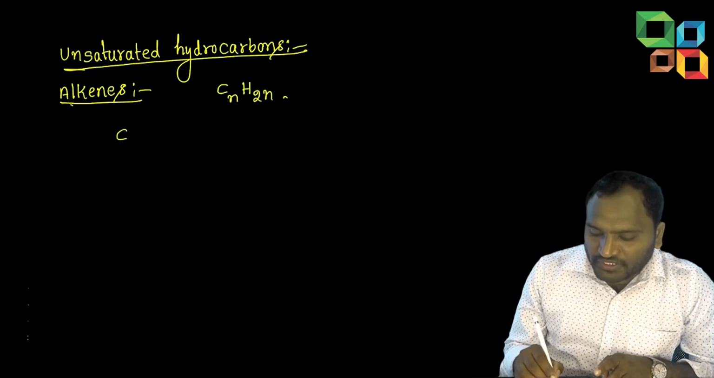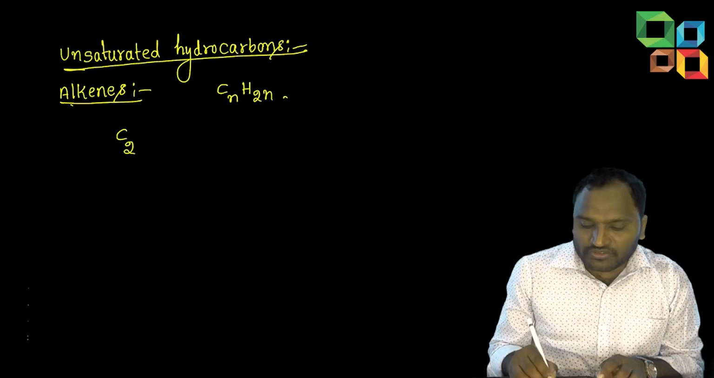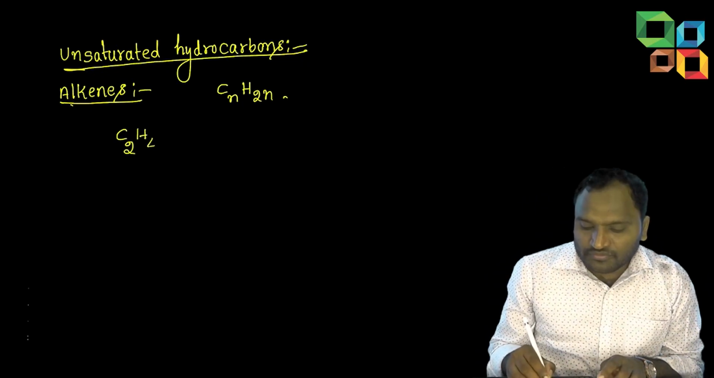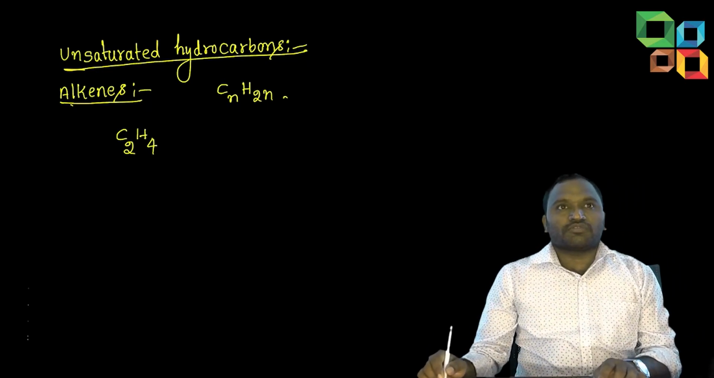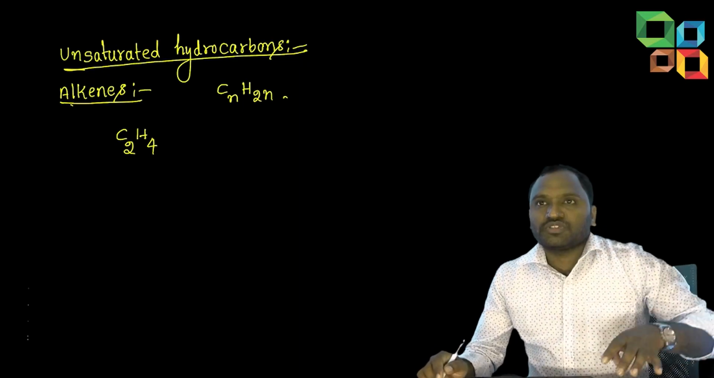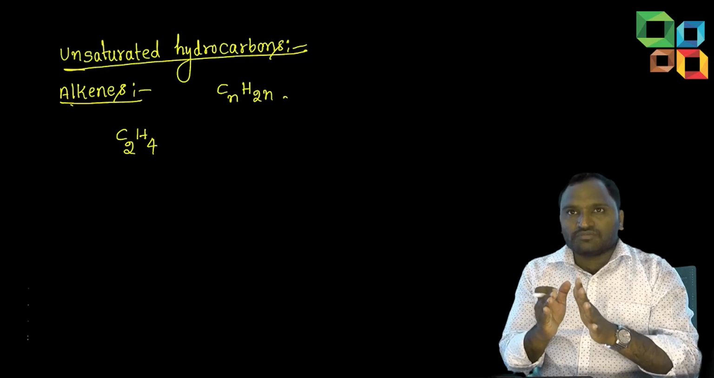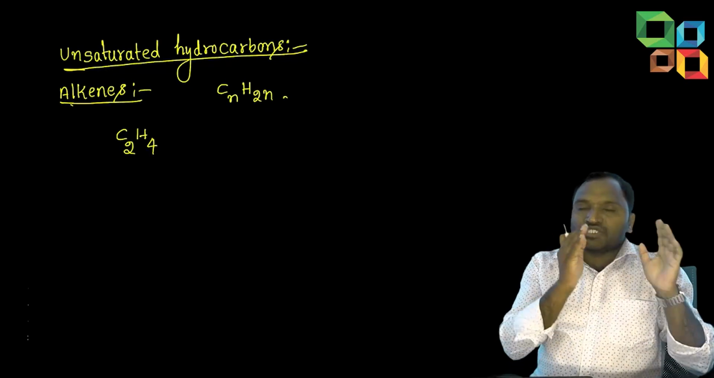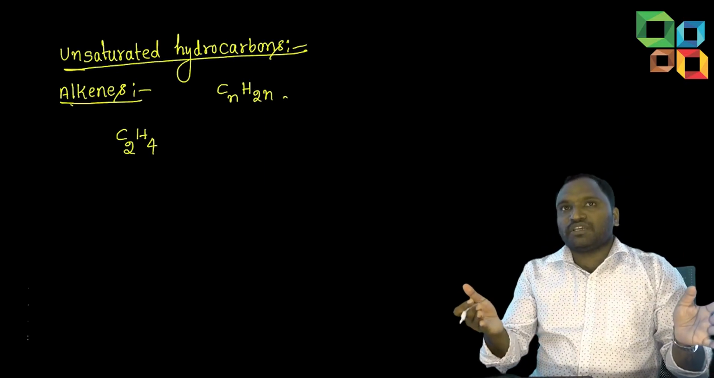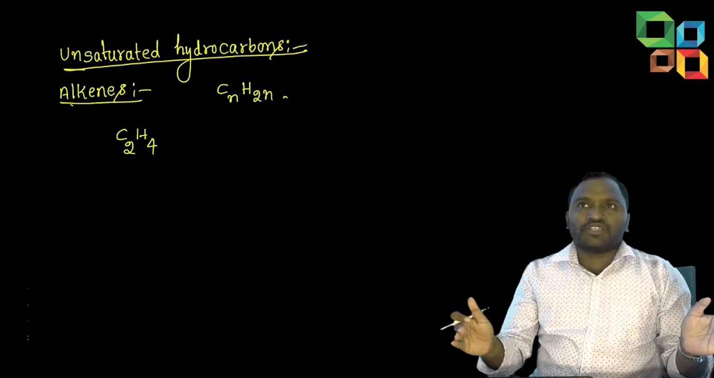If a hydrocarbon has two carbon atoms, how many hydrogens does it need? Two into two, number of hydrogens, CnH2n, C2H4. So the number of hydrogens is exactly double the number of carbon atoms. If it is C3, hydrogens will be H6, C3H6, C4H8, C5H10, like that.